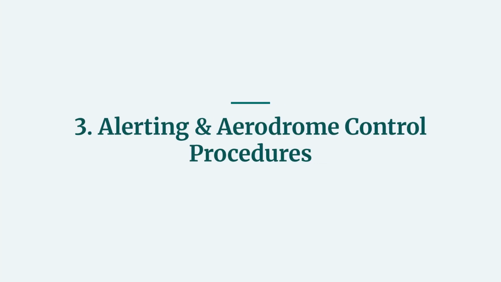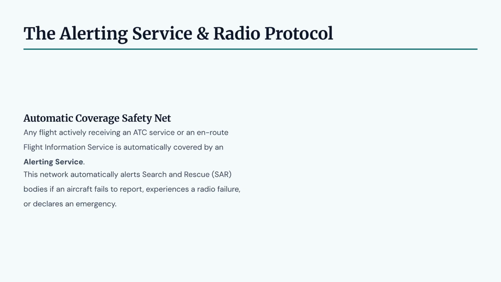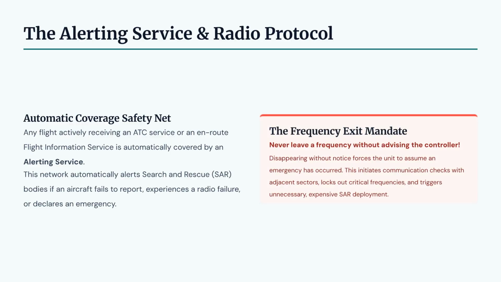Finally, we move to alerting and aerodrome control procedures, including emergency activation triggers, visual separation, and aerodrome departure data. The alerting service acts as an automatic safety net, activating search and rescue if an aircraft fails to report or declares an emergency. Pilots must never leave a frequency without advising the controller to avoid unnecessary, expensive SAR deployment.